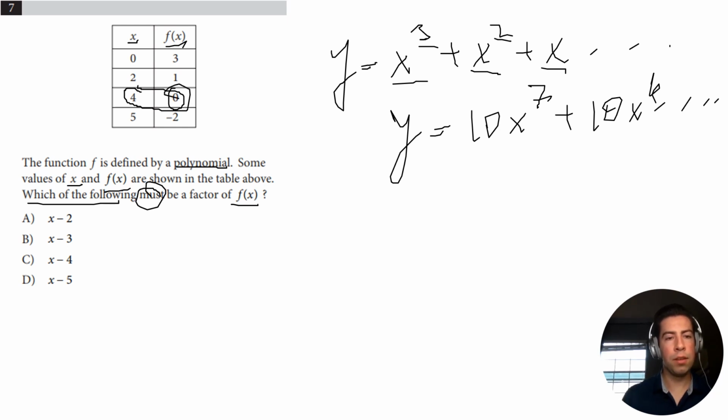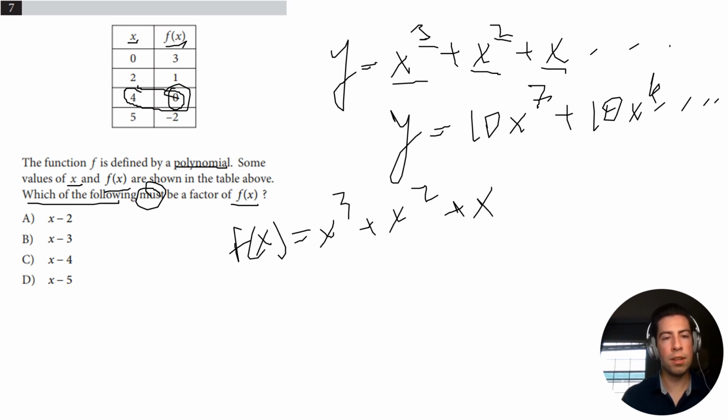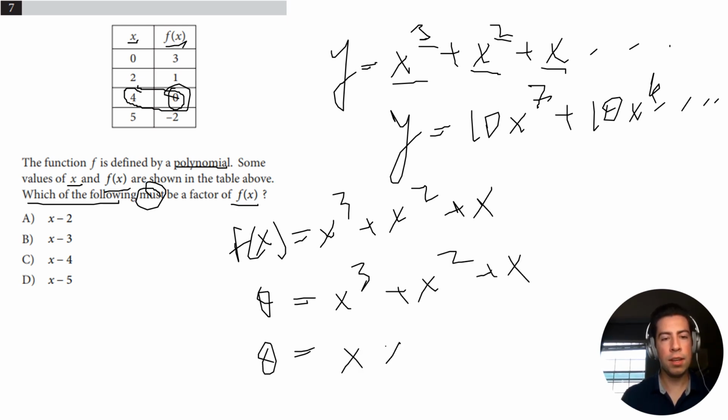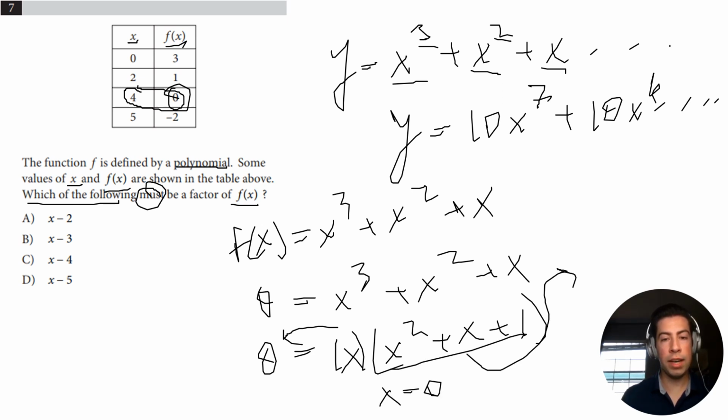So if you'll recall, let's say we have some function, let's say it was f of x equals x cubed plus x squared plus x. If we set f of x equal to 0, then we have 0 equals x cubed plus x squared plus x. And if we factor all this out, we get x times x squared plus x plus 1. So what this means, guys, is that if we have two things multiplied together and their product is 0, that means that either x could equal 0 or all of this could equal 0 as well.